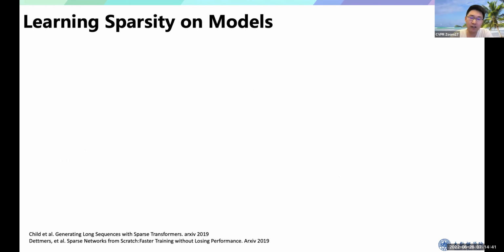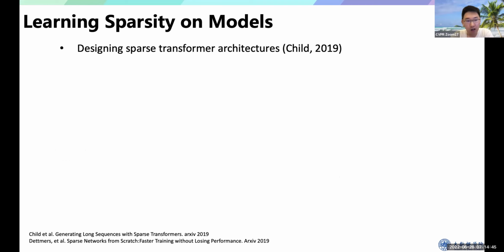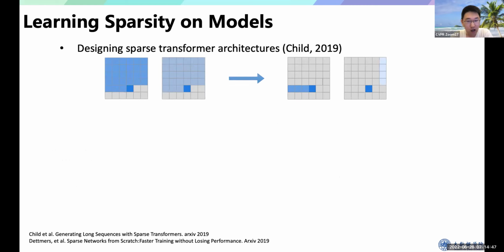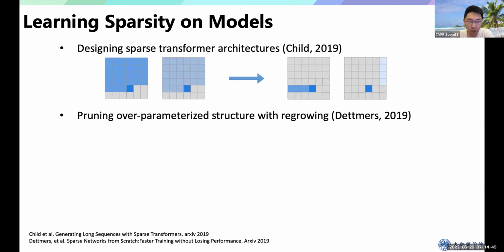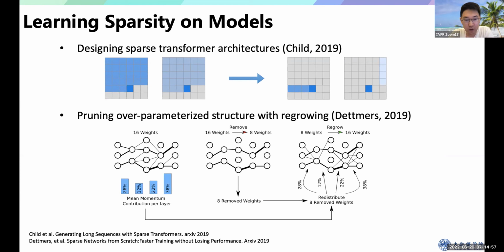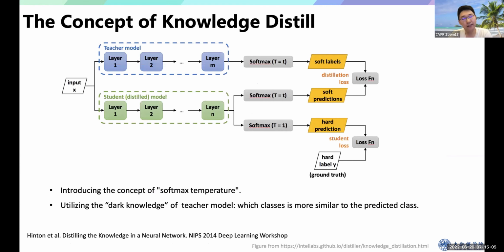Also, there are some other works on learning sparsity in transformers. This is like this work on pruning over-parameterized structures with recurrence. So this is a recurrent model structure, which is very interesting and partly inspired our algorithm.